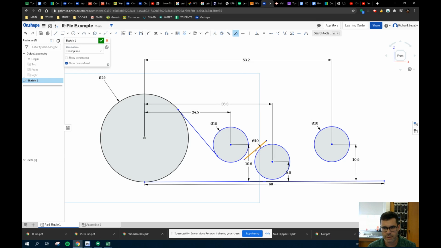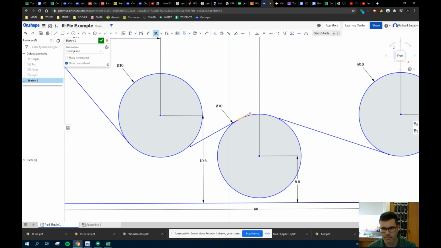Again, tangent, tangent, tangent, tangent. And another line, tangent, tangent, and so on around the profile. Time to trim the tangents because they're way too long.